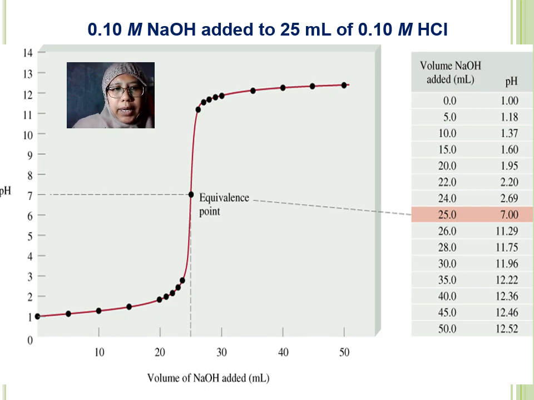So at the beginning, we are adding 0 sodium hydroxide, 0 base. So the pH is 1. Look at the first dot there. This is the first dot. We do titration, and then we measure the pH again.